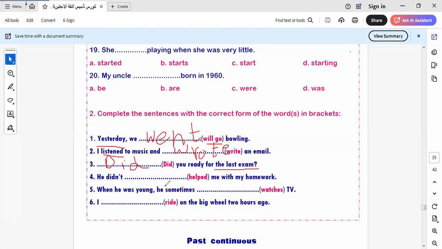Or say was here, were you ready? I think not did. It will be were you ready? Here we say were you ready? Were you ready for the last exam? Here, sorry, not where. Were you ready?